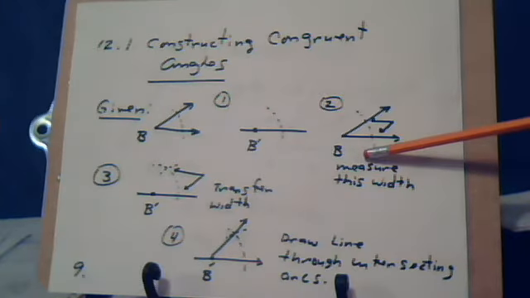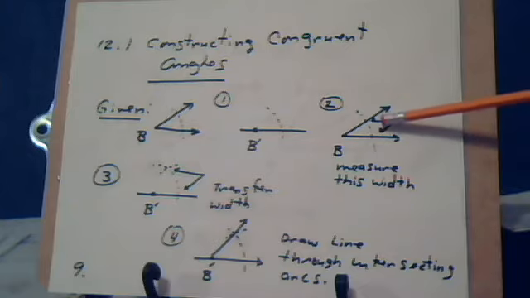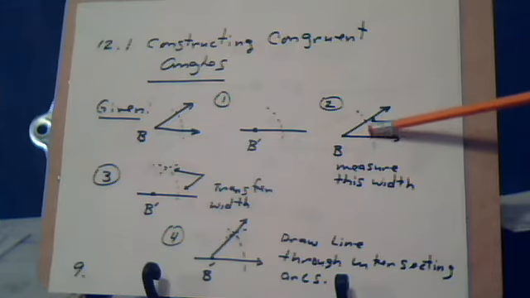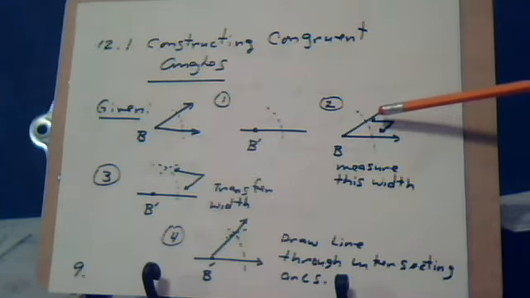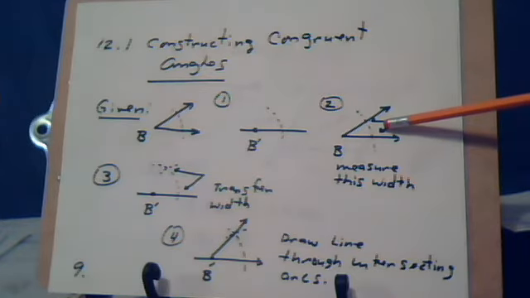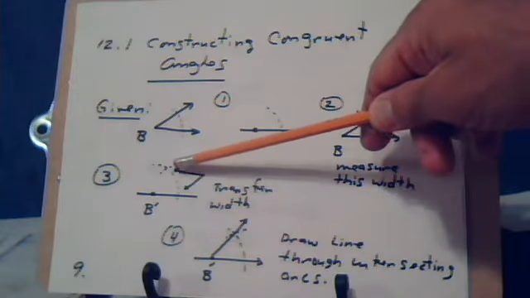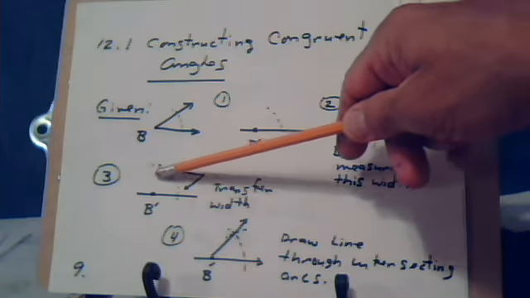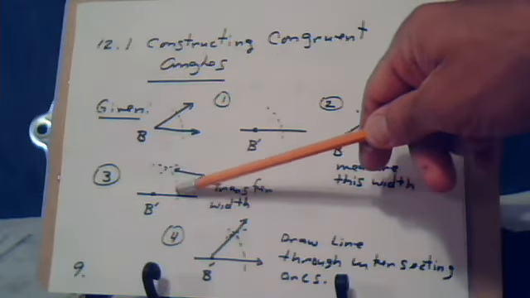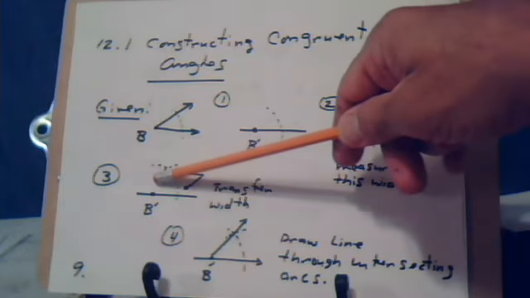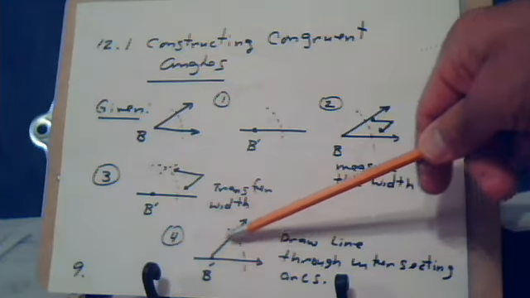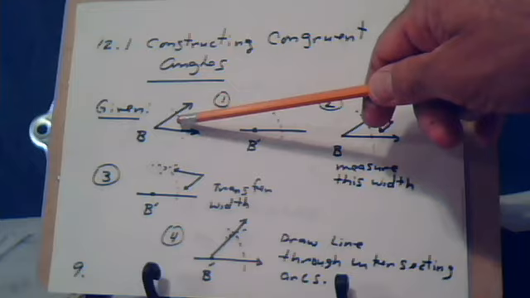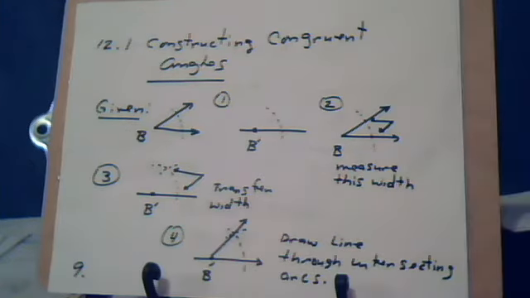Now go back to the original angle. With a compass, measure this opening. And don't move that compass, don't change the settings, and transfer it to the angle you're copying. And you create another arc that intersects the original arc. This place where they intersect, that's where you're going to draw the line through. So angle B and angle B prime are congruent.